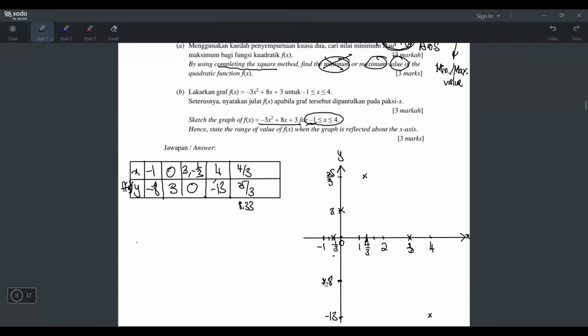Okay, so let's try to join. Cannot use ruler. So it looks like this. So this is the maximum point. This is where it goes down. Okay, if you're not nice, then you draw again lah. So like this, go. Oh, okay. I'll just go from here.